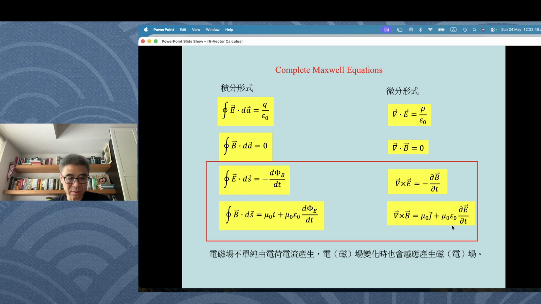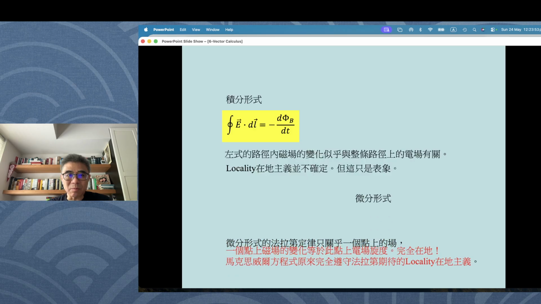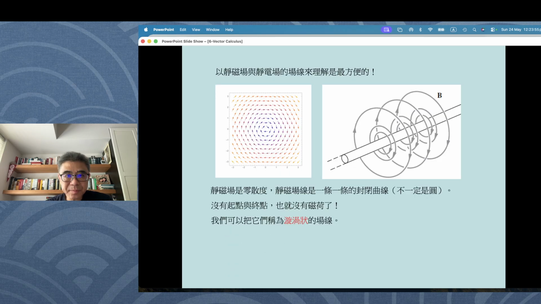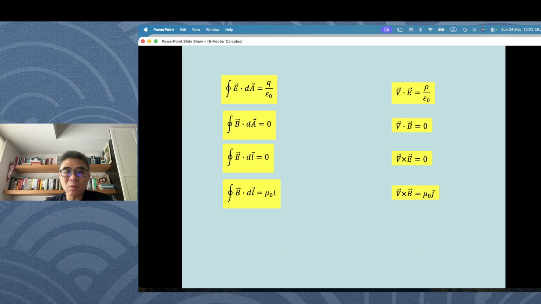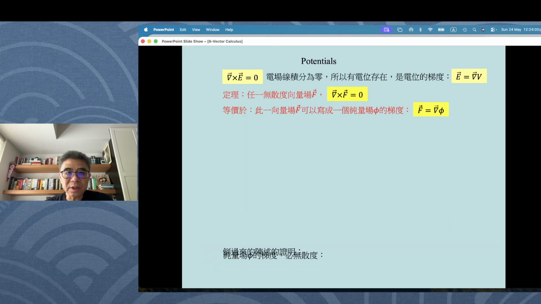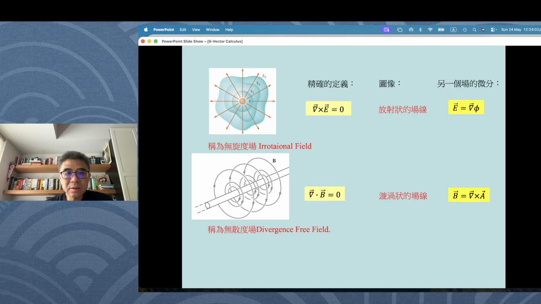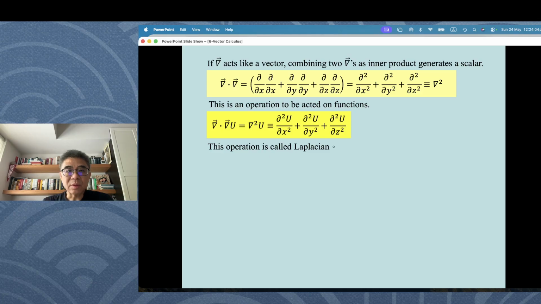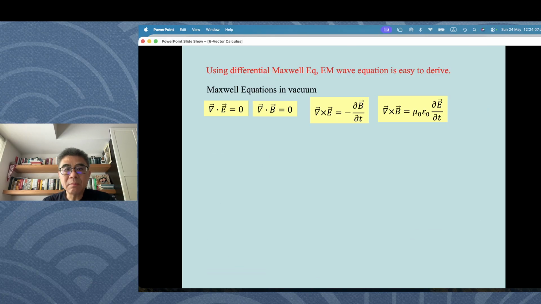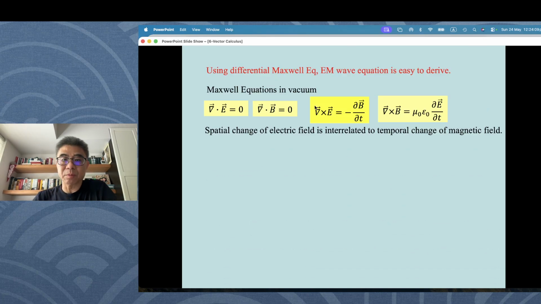Actually, that will be the topic of our fourth section. I will derive the wave equation directly from the Maxwell equations in vacuum. So let's have a break, and we will have a very brief fourth section. You will see that this derivation is very simple and very easy. Okay, let's have a break.